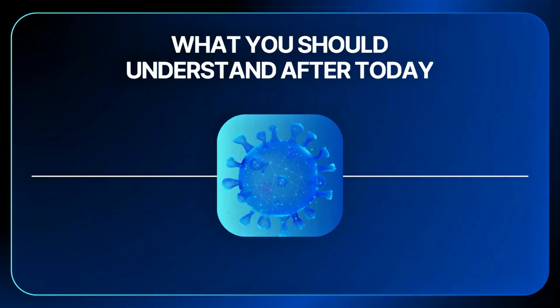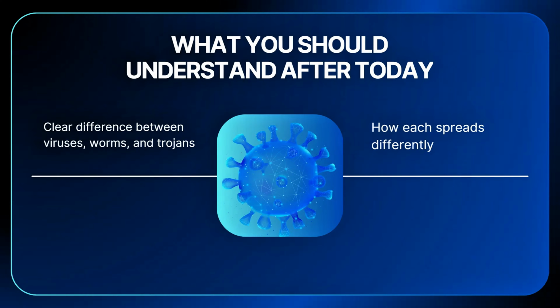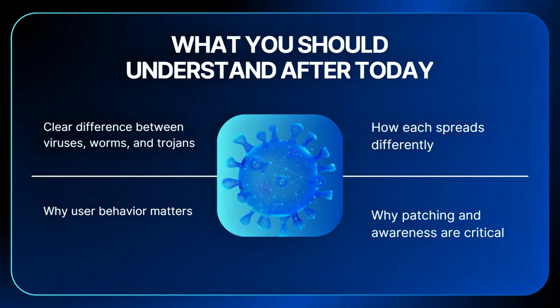Now, let's take a mental picture of what we've learned in this lesson. This lesson connects malware behavior to real risk. So we have been able to clearly understand the difference between viruses, worms, and Trojans. We have also been able to know how they spread. And not that alone, we've seen why user behavior matters, and we've seen why it is very imperative to understand that patching and awareness are very critical. Let's now take a test together.